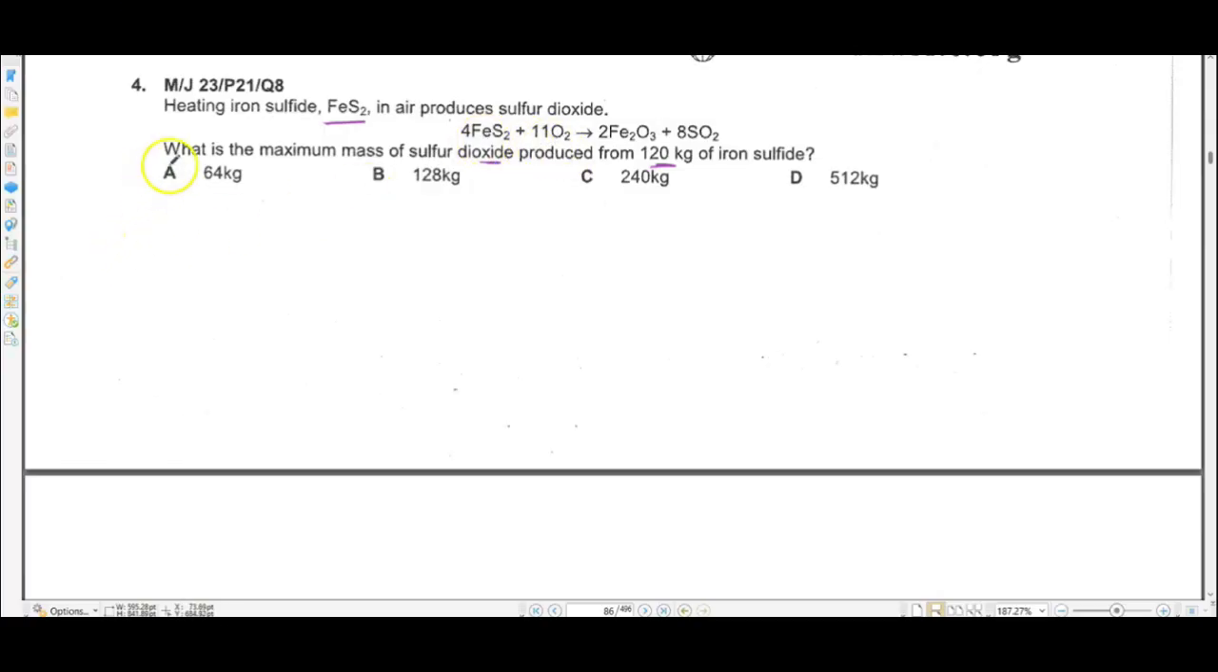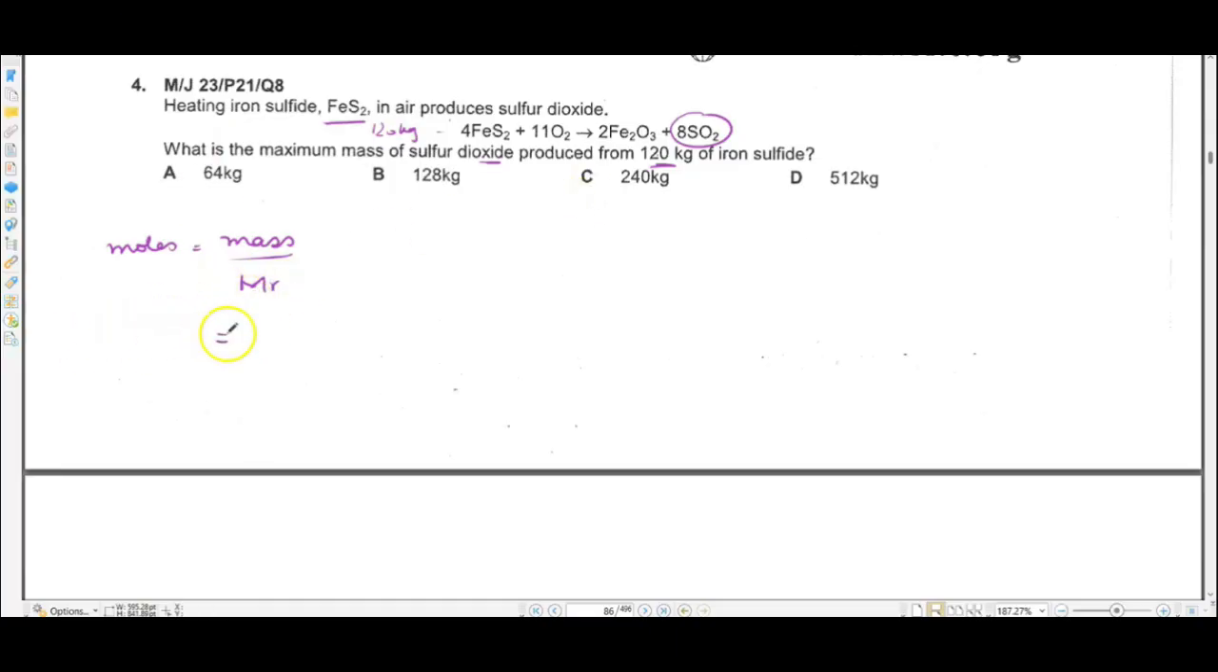Okay. Now what the question says is that we have 120 kgs of iron sulfide. Okay, and we need to find the mass of sulfur dioxide that's prepared from it. So what are we going to do first? We are going to convert this mass into moles. Okay, so the formula for moles over here is going to be mass over MR, which is molecular mass, because we are dealing with solids.